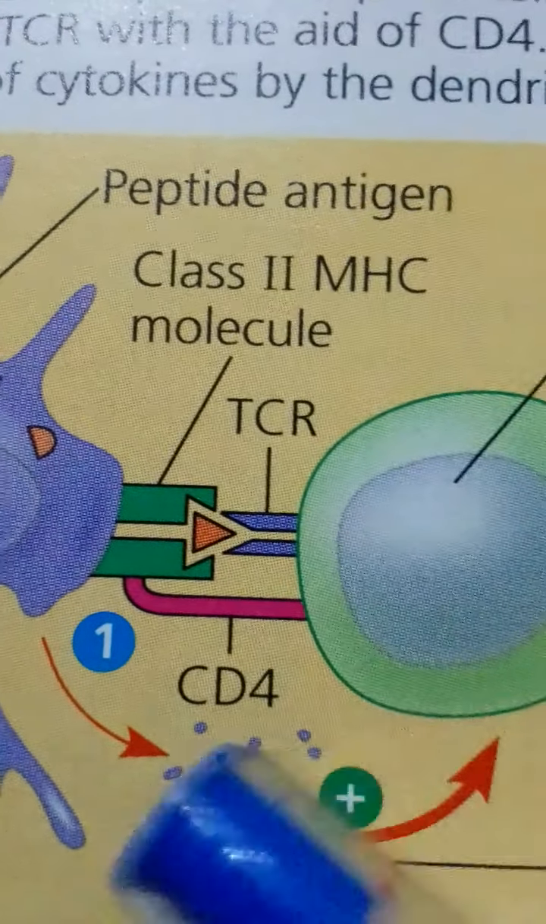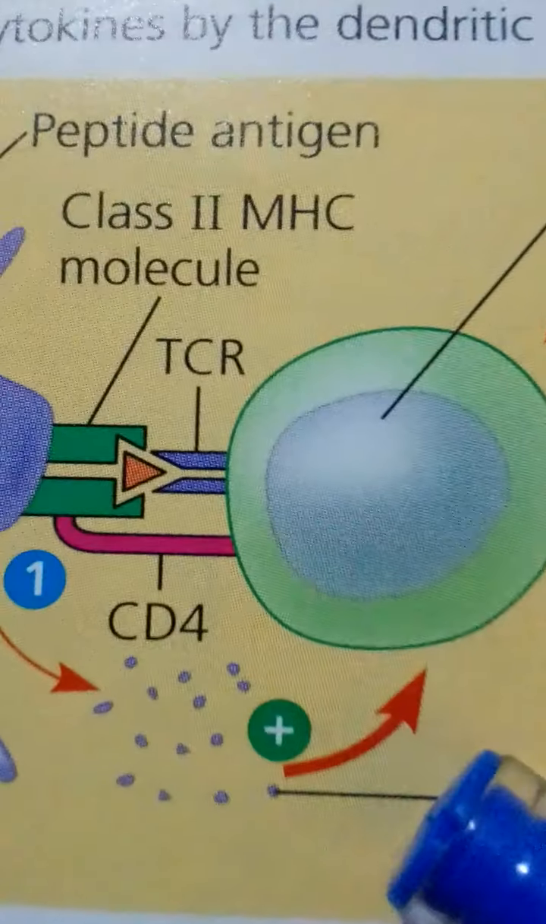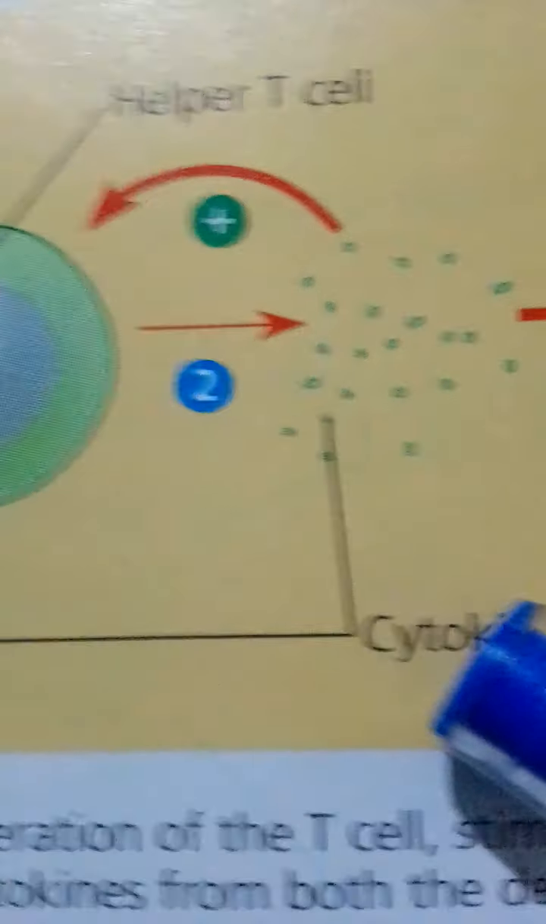Notice also this figure, which shows the central role of the helper T cells in humoral and cell-mediated immunity. A closer look at a dendritic cell and a bacterium. Notice the peptide antigen and the class II MHC molecule. Notice the CD4 here, and notice the helper T cell.